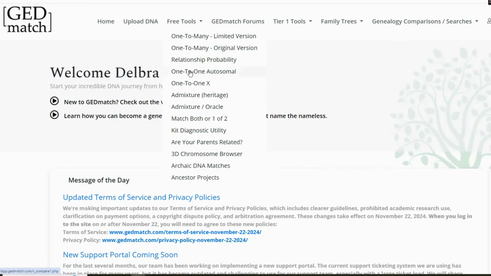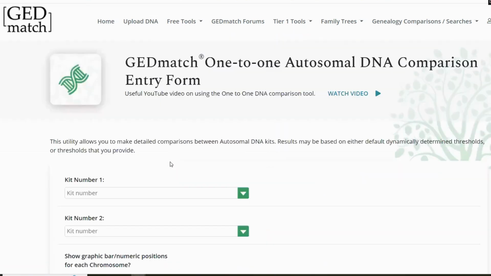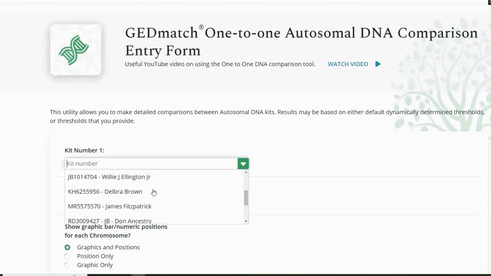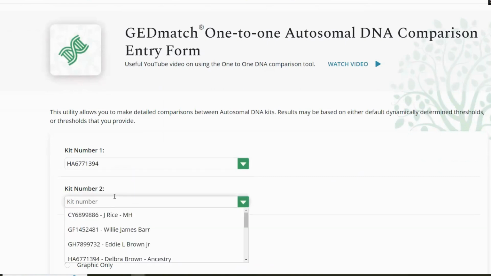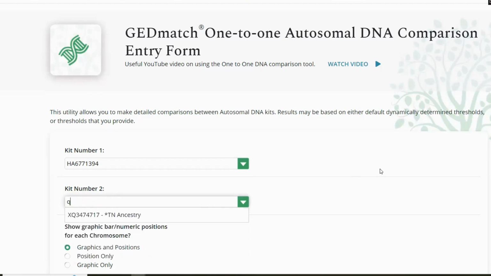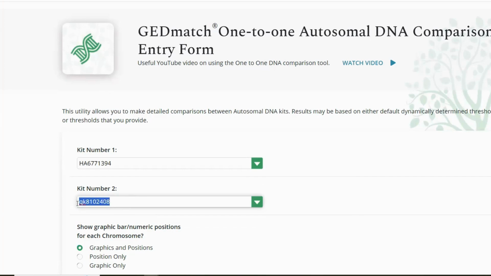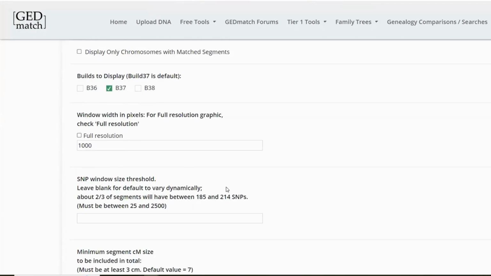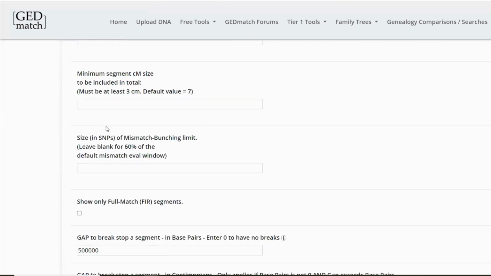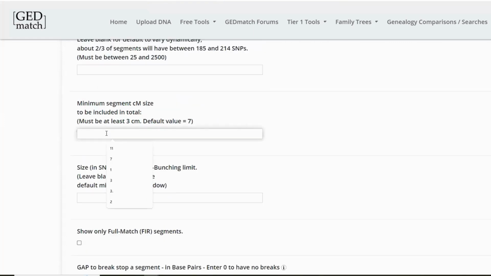So as we step through this, what was the first option we were choosing under free tools? One to one, so we're doing the autosomal. We're going to select the autosomal. Now put your number there, and Atuna Onaro's QK810-2408. Now position only hold on, the next. Yep. And then now down here, don't go too far. Right there.